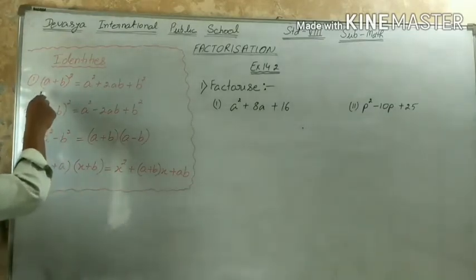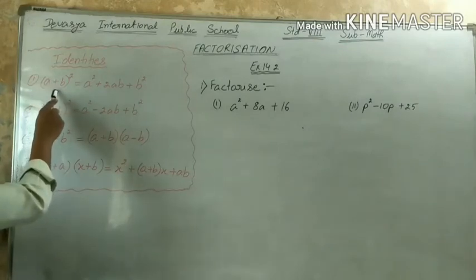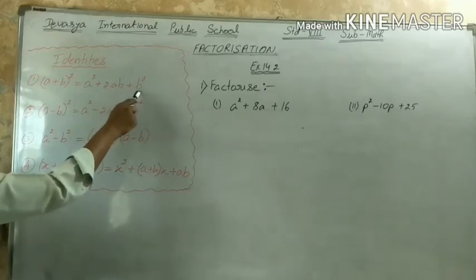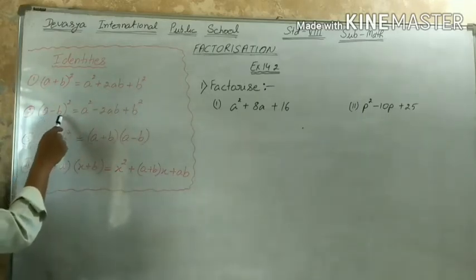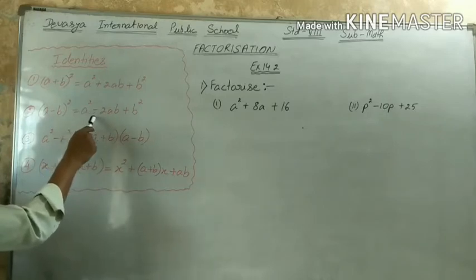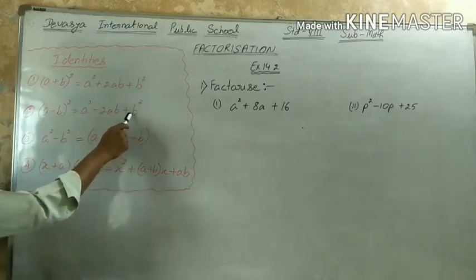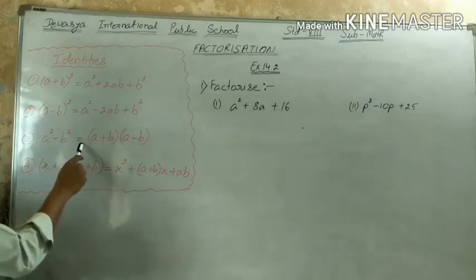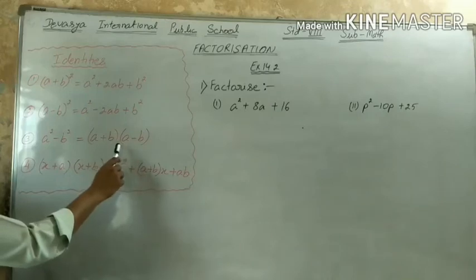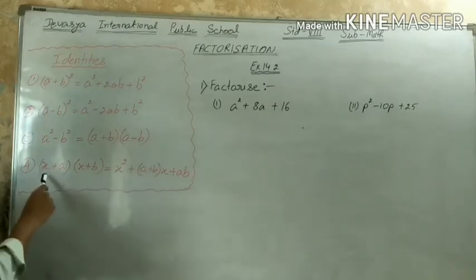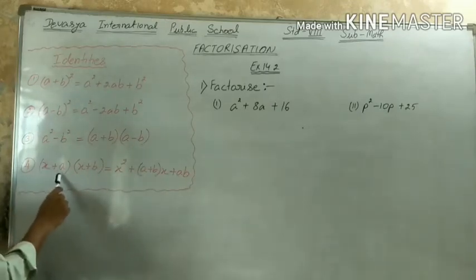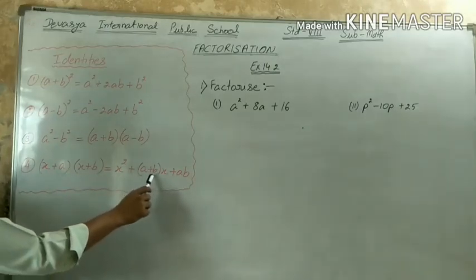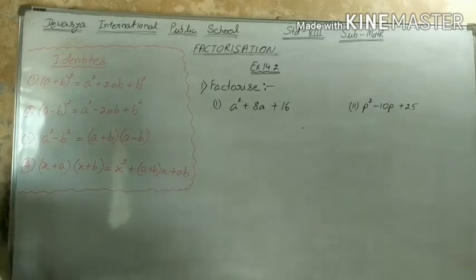The first one: whenever there is an expression (a plus b) whole square, we can write it as a square plus 2ab plus b square. When we have (a minus b) whole square, we can write it as a square minus 2ab plus b square. When we have a square minus b square, we can write it as (a plus b) into (a minus b). And lastly, when there is an expression (x plus a) into (x plus b), we can write it as x square plus (a plus b) x plus ab.